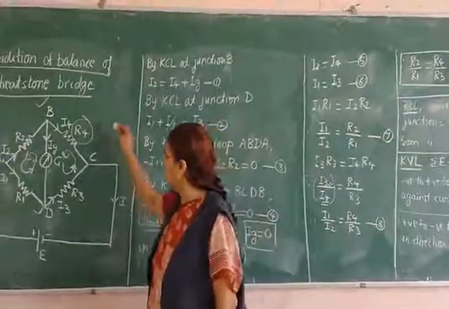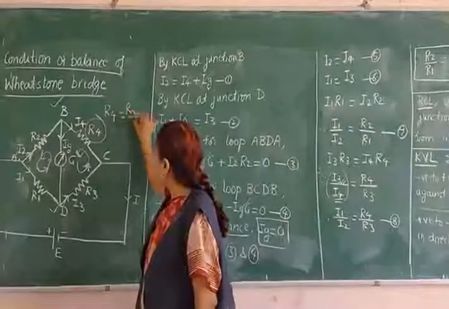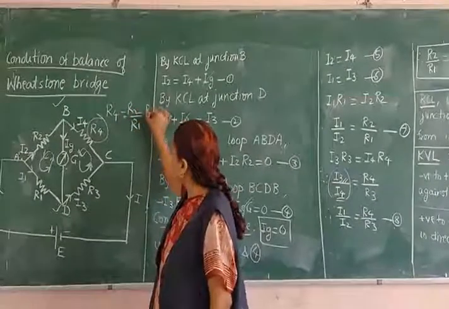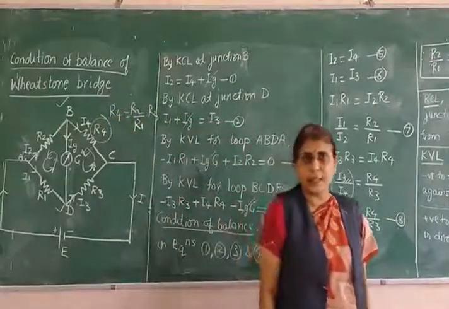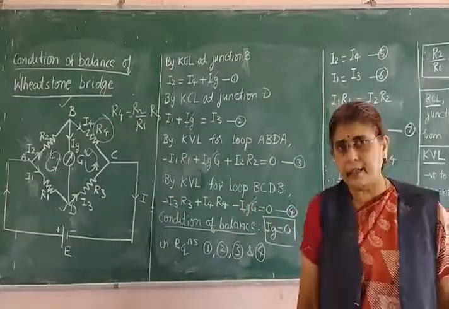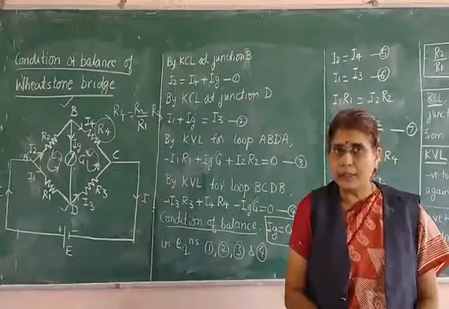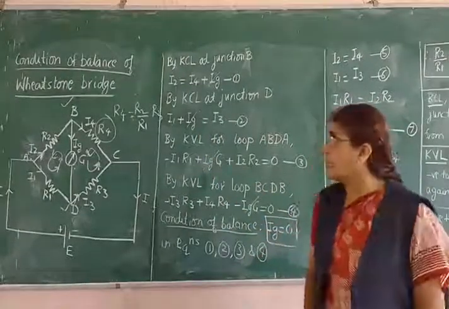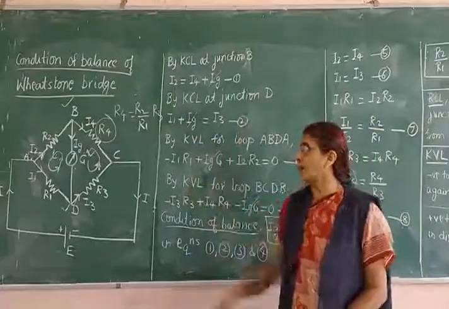What will R4 be then? R4 will be equal to R2 upon R1 into R3. So these three are known, and you can find out the unknown resistance. If 3 resistances are known and 1 is unknown, you can find out the unknown resistance using the Wheatstone's bridge. So this is called the condition of balance of Wheatstone's bridge using Kirchhoff's laws.